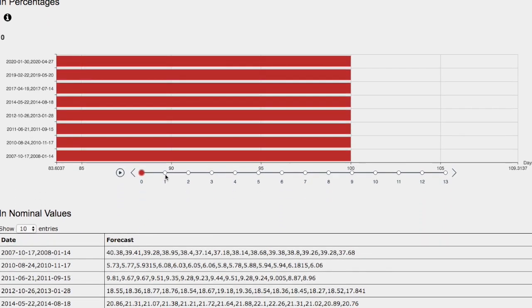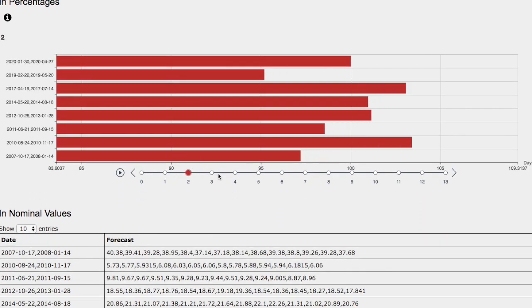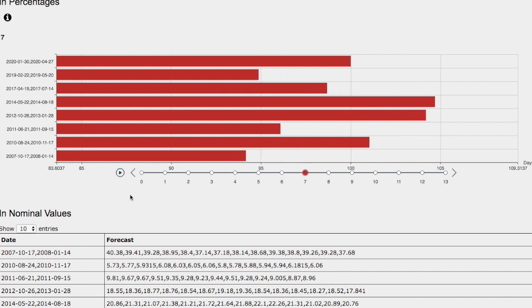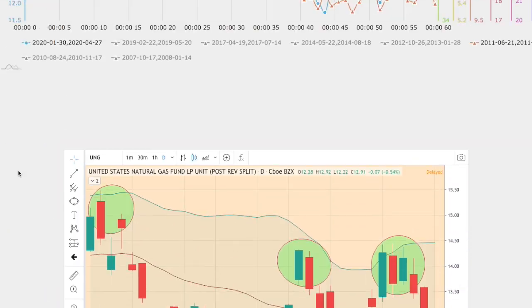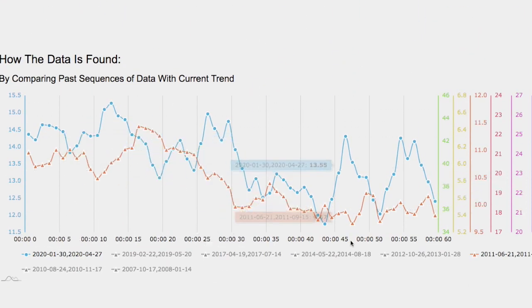So let's head to the day-by-day forecast for natural gas. So as the days progress, we have 1 day out, 2 days out, 3 days out, 4 days out, 5 days out, 6 days out, and 7 days out. So which one of these models should we focus on? Ideally, the model that is best matched to the current trend.